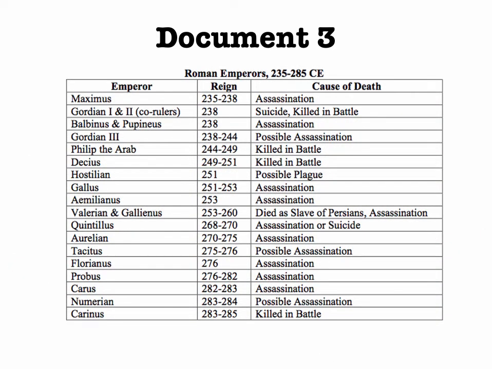Document 3 is a table. It lists a bunch of Roman emperors, their reigns, and their causes of death. I see from the dates that these are all emperors ruling toward the end of the empire. There isn't really a clear argument being made, but I can infer all kinds of things that can be useful.